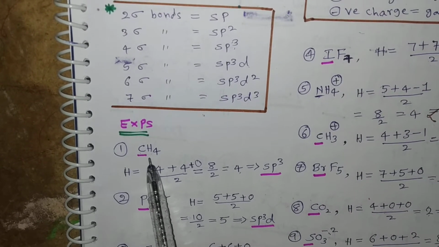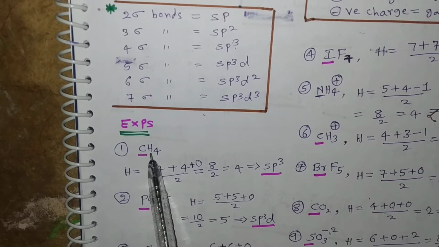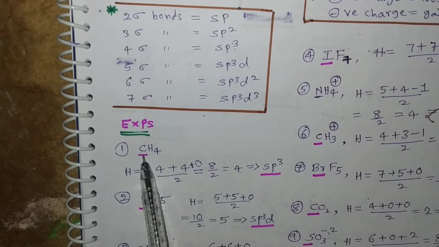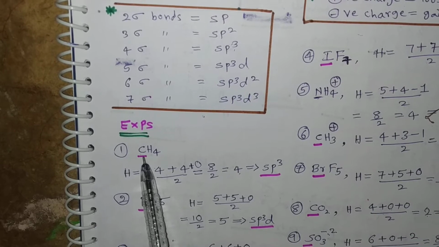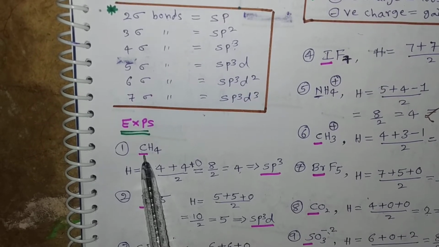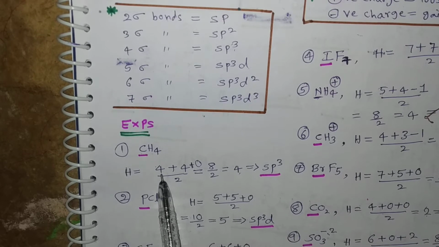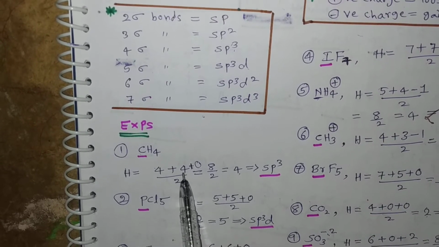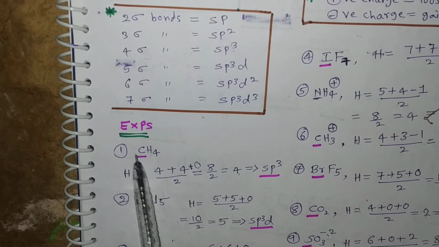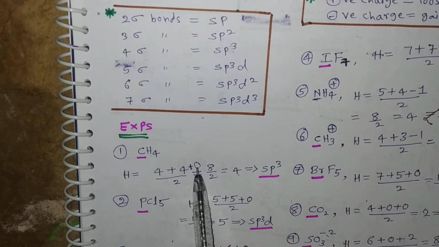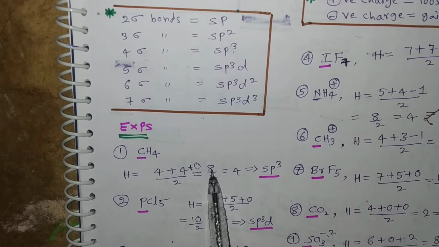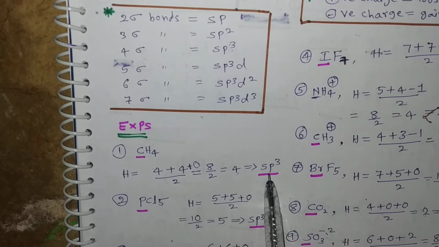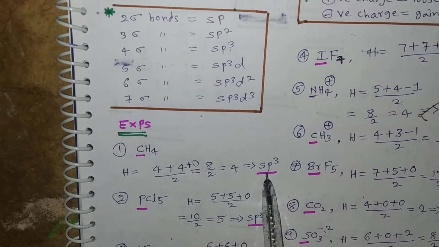Methane. In the methane molecule, carbon is the central atom. Carbon belongs to the fourth group in the periodic table. Now group number 4 plus monovalent hydrogens, how many? 4. 4 plus no charge on the molecule, so it is 0. So total value 8 by 2. So the value is 4. What is the hybridization? sp3 hybridization.